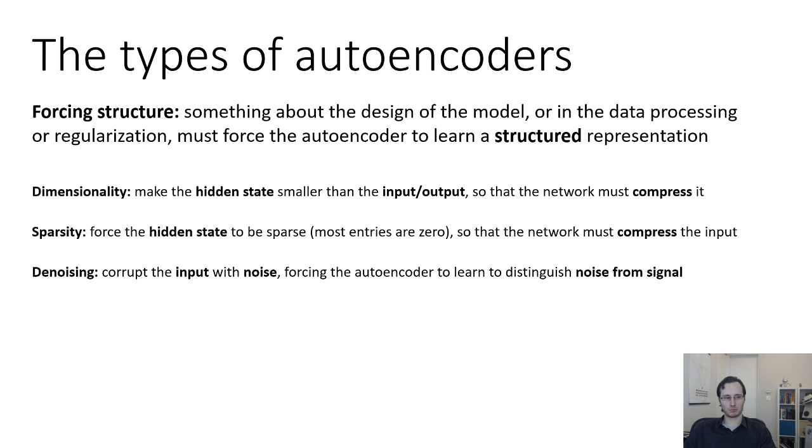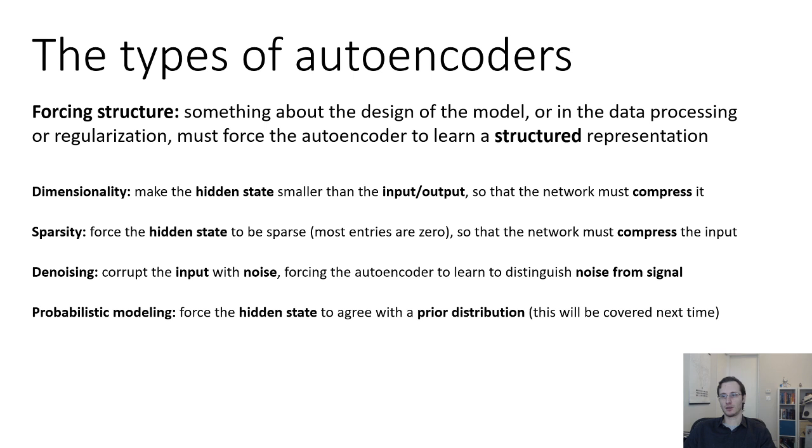Another one, which might seem peculiar and counterintuitive, but is actually very effective, is to corrupt the input with noise, forcing the autoencoder to learn to distinguish noise from signal. And then the last one, which we'll talk about in much more detail on Wednesday, is to force the hidden state to agree with a prior distribution. This might seem a little weird, and if this doesn't make sense to you, don't worry about it. We'll talk about it much more on Wednesday, but this is the approach that we can use to get autoencoders to also be very good generative models.